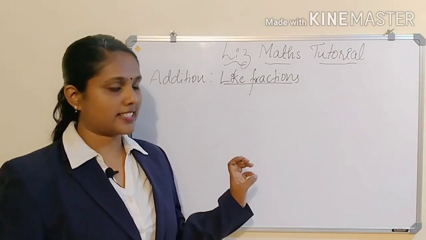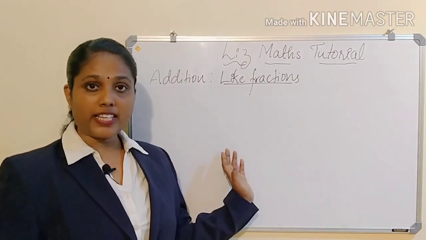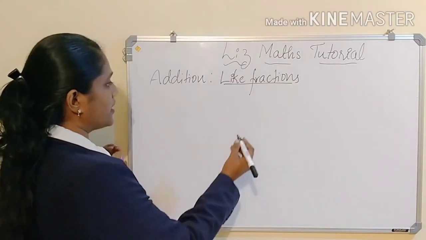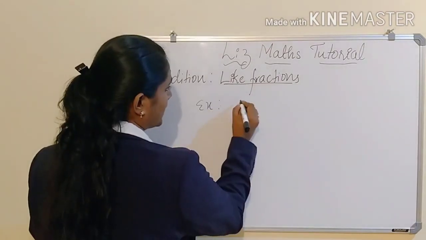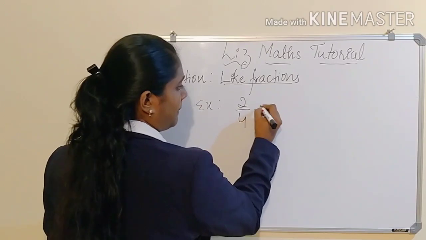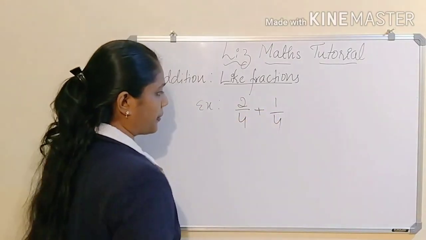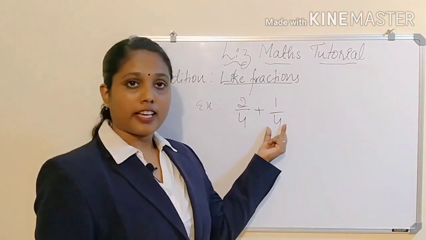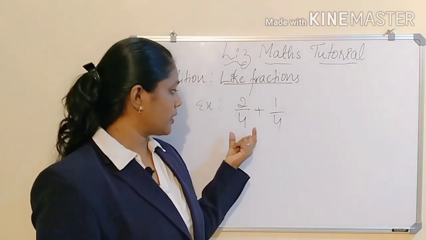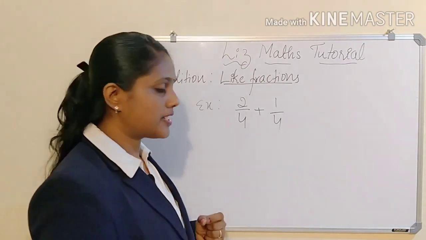We have seen in the last video, the denominators are the same, isn't it? So let me take one example: 2 by 4 plus 1 by 4. Here you can see it is a like fraction because it has the same denominator.